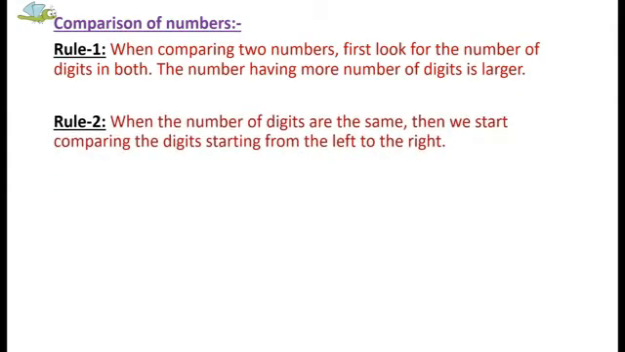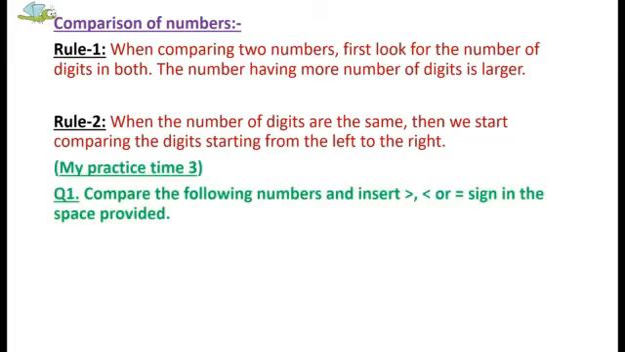The second rule says, when the number of digits are the same, then we start comparing the digits from the left to the right. This means that when the two numbers have the same number of digits, we have to start comparing from the left hand side and move towards the right hand side.